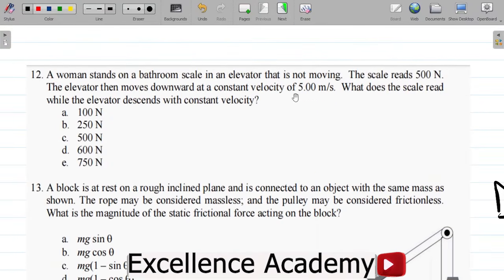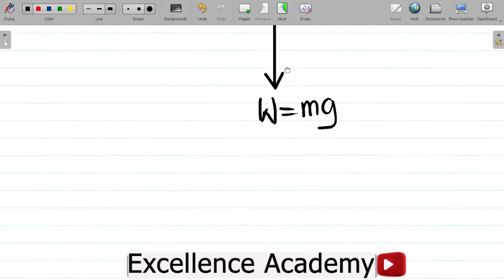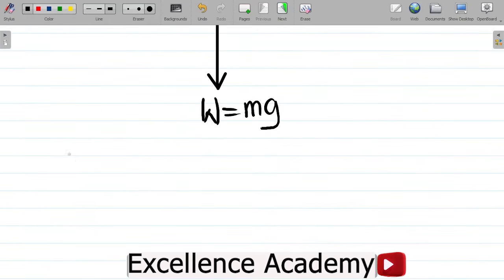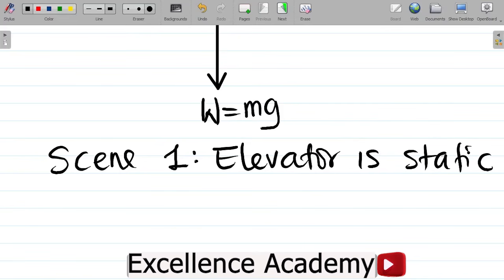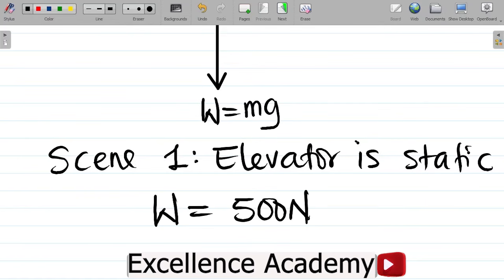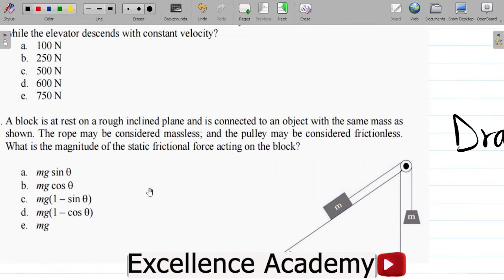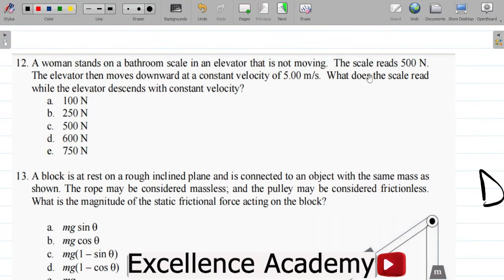All right, what's the next thing there? They said the scale reads 500 Newton. Now, if the scale is reading 500 Newton, that means at rest, or when the elevator is not moving, for scene one, the elevator is static, the scale reads 500 Newton. That means the weight of the woman is equal to 500 Newton, because the function of the scale there is to read the weight on it. So if the scale reads 500 Newton, that means the woman's weight is about 500 Newton.